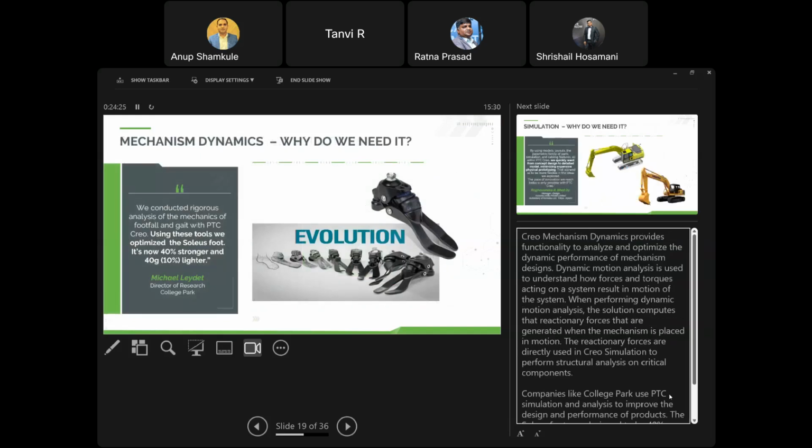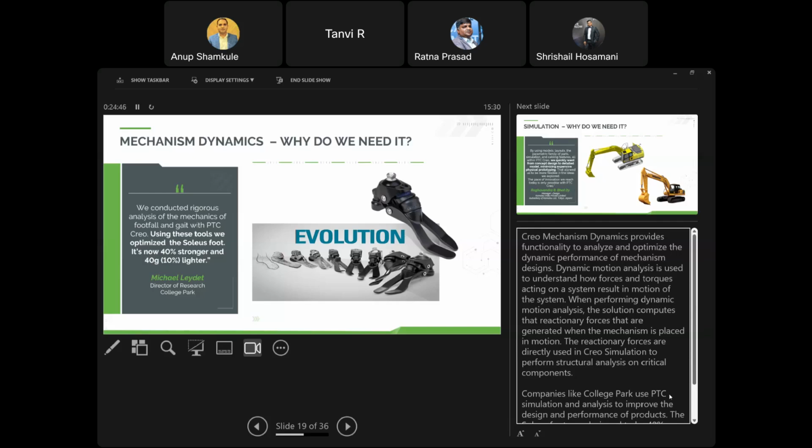So here this is Creo Mechanism Dynamics. This is an extension to the Creo Mechanism that we were discussing, about kinematic analysis, where Creo Mechanism Dynamics gives you functionality wherein you wanted to analyze and also optimize the dynamic performance of the mechanisms and all.